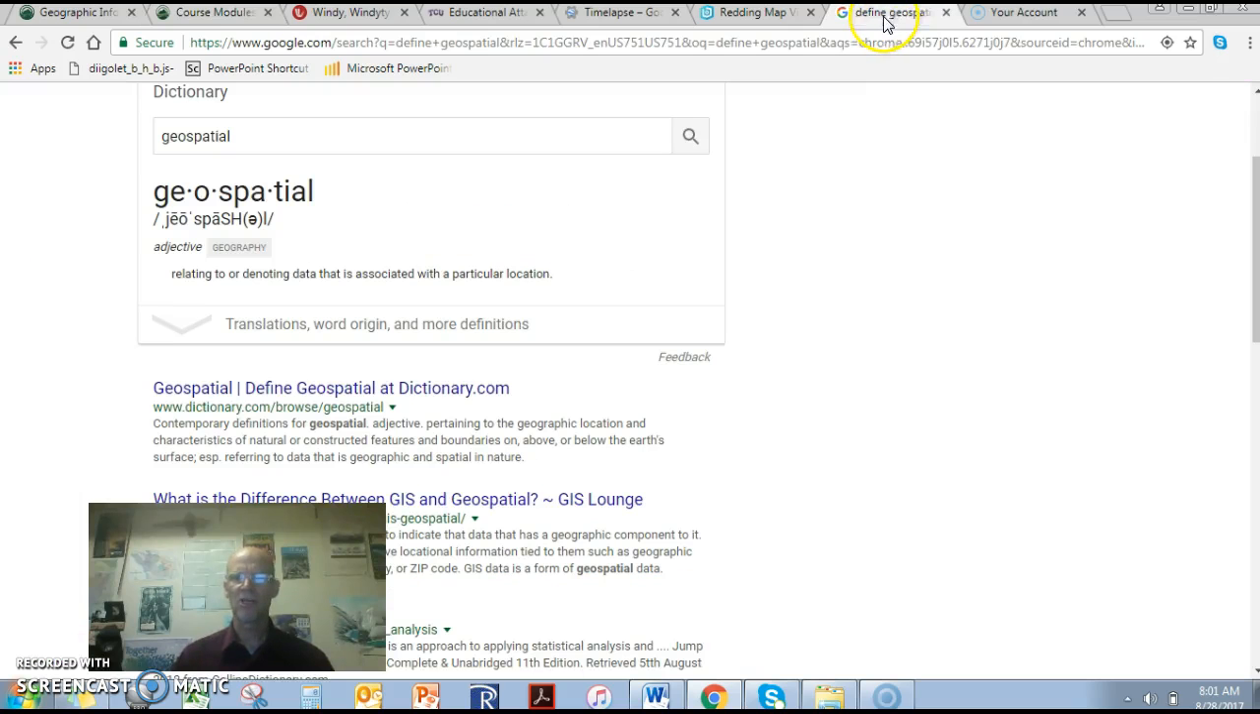Okay, so for starters, we will be throwing around this term geospatial quite a bit. So this is just a few definitions, the stock definition: relating to or denoting data that is associated with a particular location.